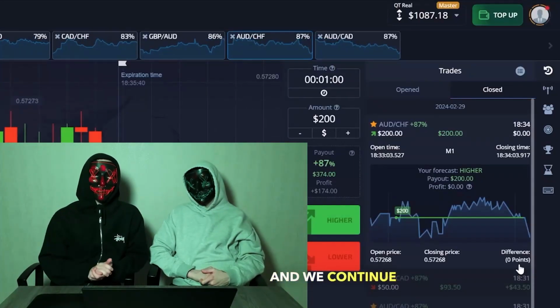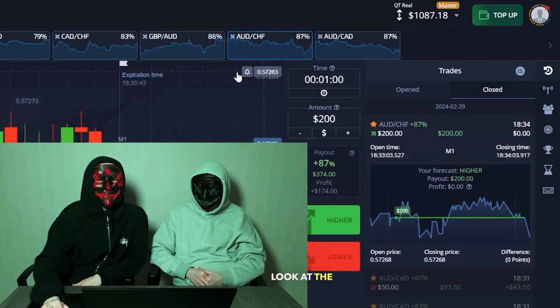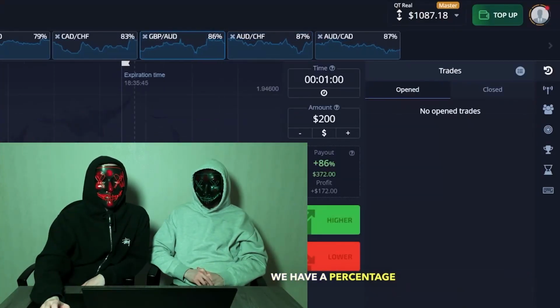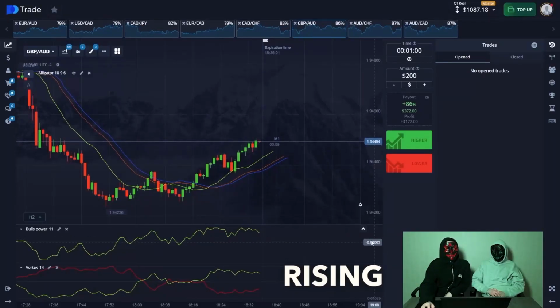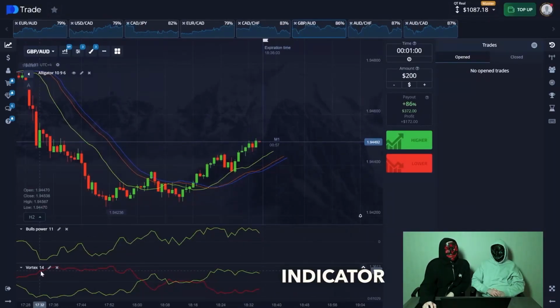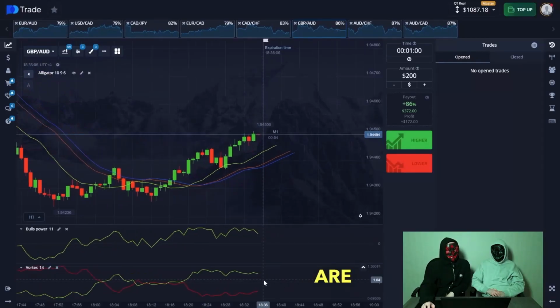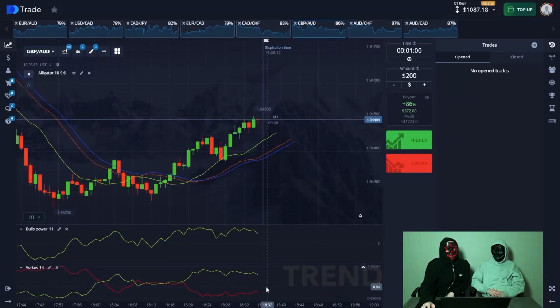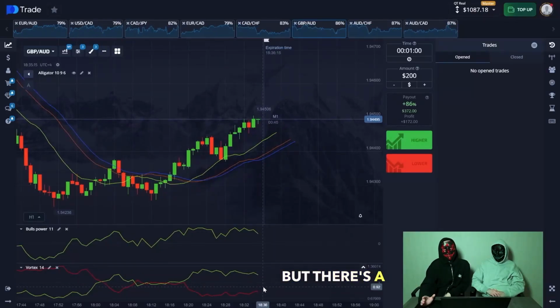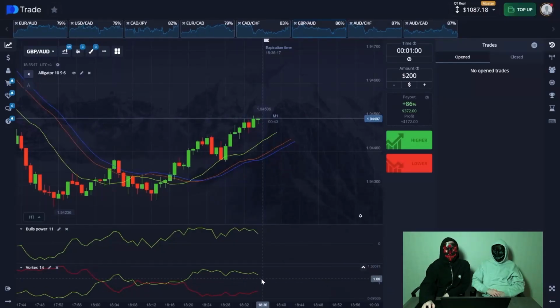And we continue. Here we have an upward trend. Look at the Vols power indicator, we have a percentage and it has surpassed 0, indicating the trend is rising. The Vortex indicator shows our moving greens and reds are widely separated. This signifies an upward trend development, but there's a subtle hint of a drop.